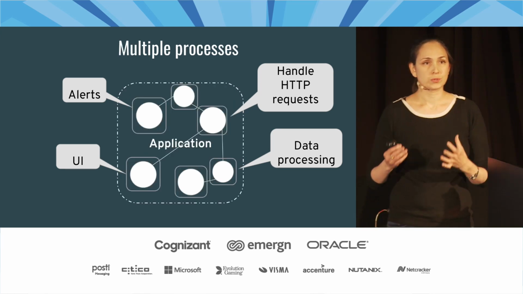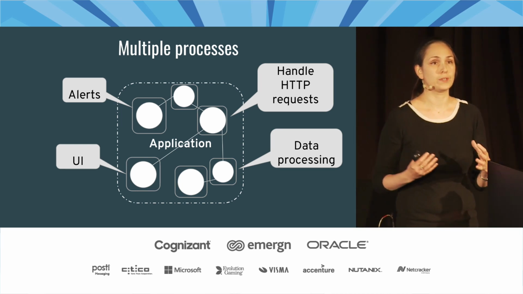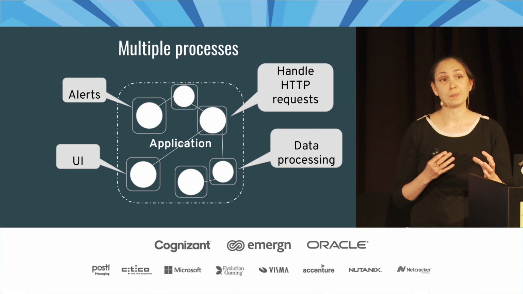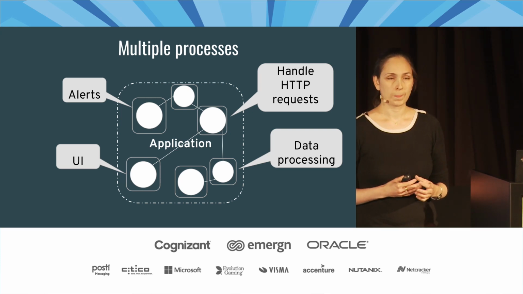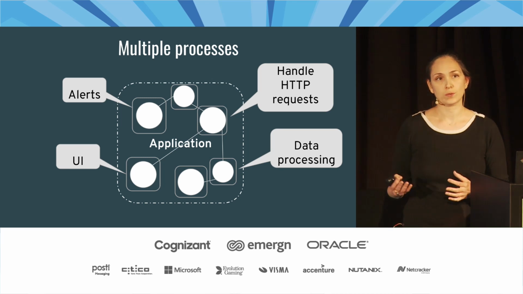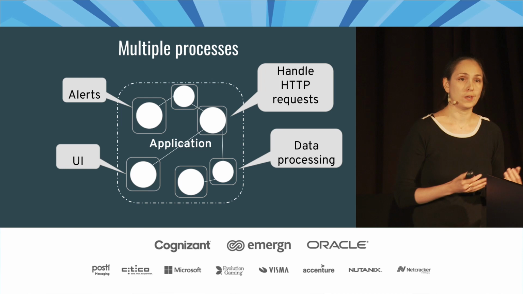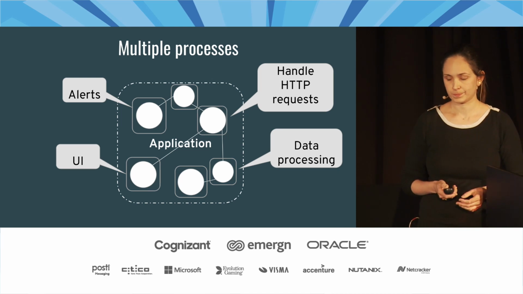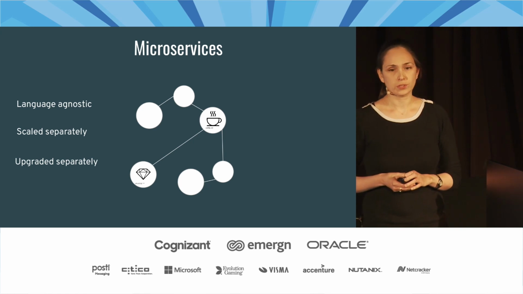And in order to solve that and gain more flexibility, there was a move towards separating those components into independent units, where each unit is running in its own process, and it is communicating with other components in the application over the network compared to in-process communication in monolith. And this is what is called microservice architecture today.